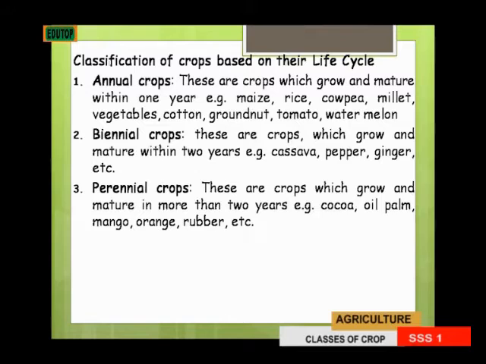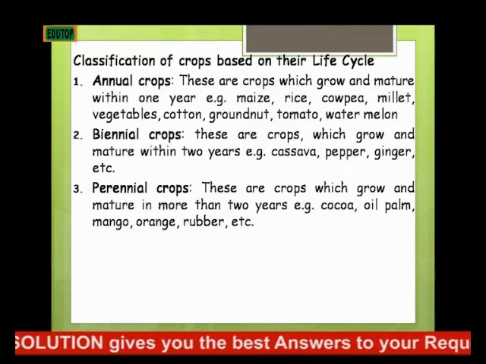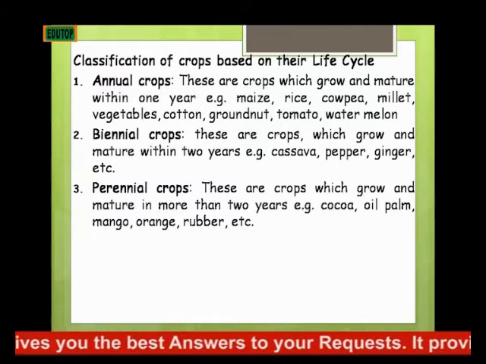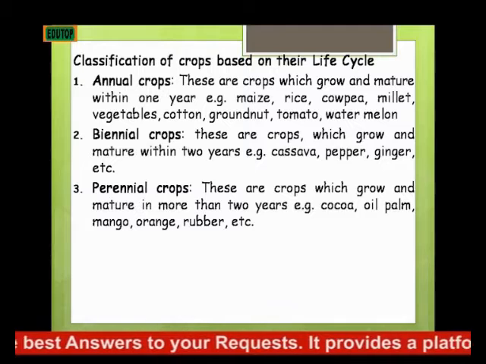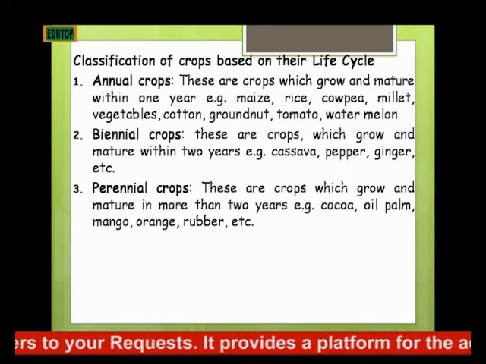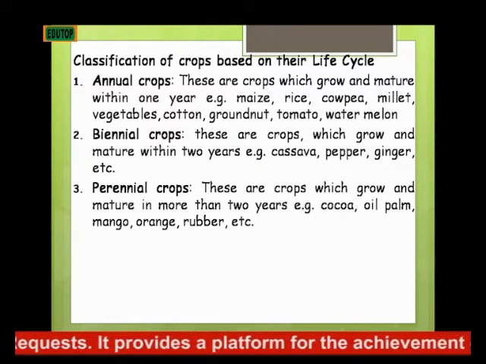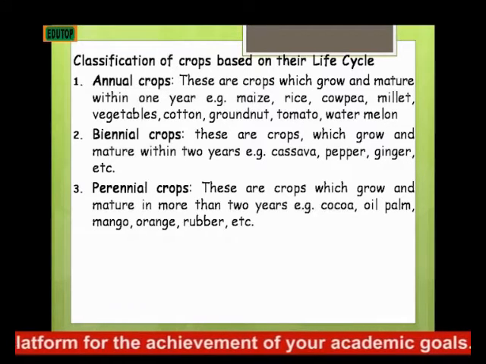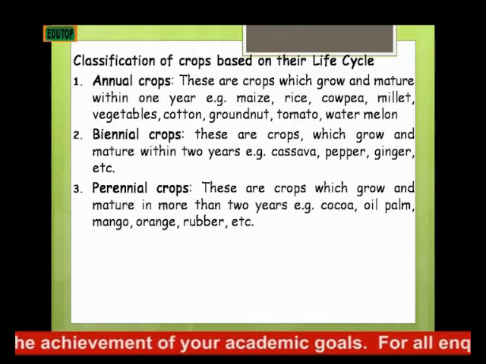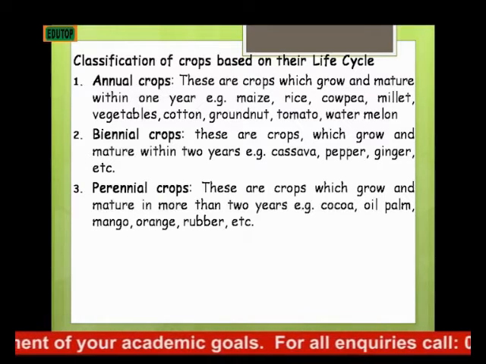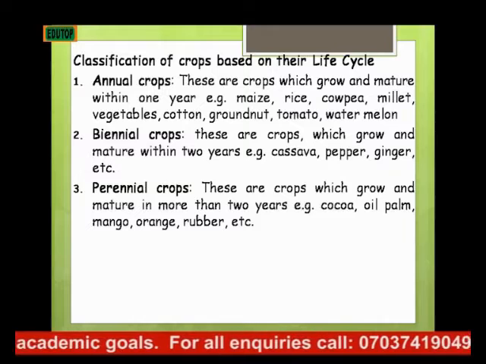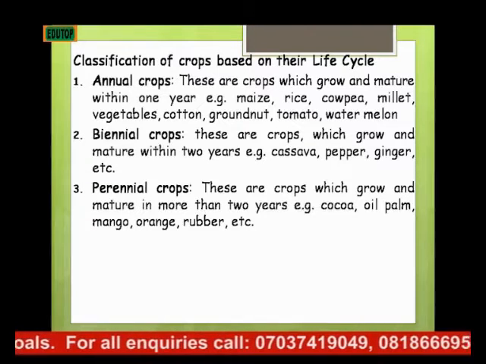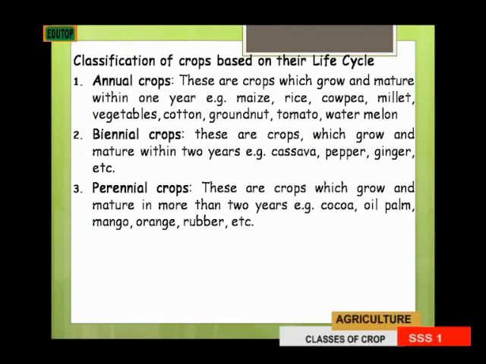Then we have the biennial crops. These are crops which grow and mature within 2 years, e.g. cassava, pepper, ginger, and so on. That is, they mature and grow within 2 years. And then we have the third classification based on life cycle, which is the perennial crops. These are crops which grow and mature in more than 2 years. That is, you can have 3 and then more than that, such as cocoa, oil palm, mango, orange, rubber, and so on.